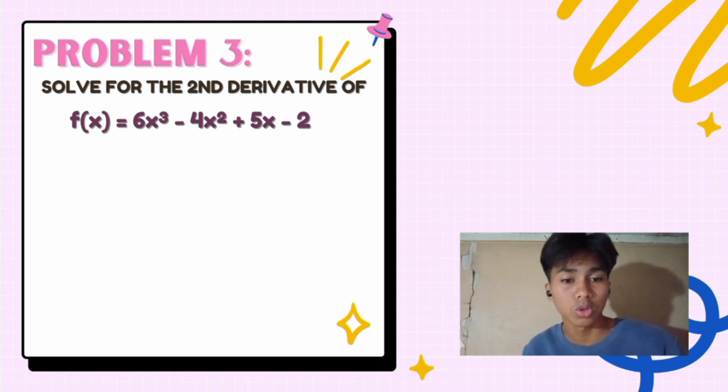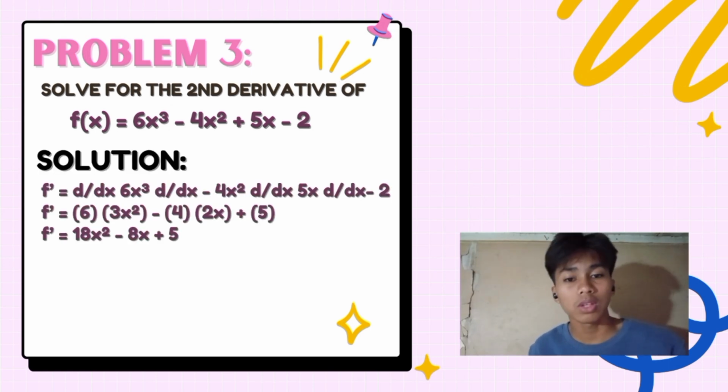So for this equation, we're going to find the second derivative of 6x cubed minus 4x squared plus 5x squared minus 2. So first we're going to find the derivative of this equation. The derivative of 6x cubed minus 4x squared plus 5x squared minus 2.